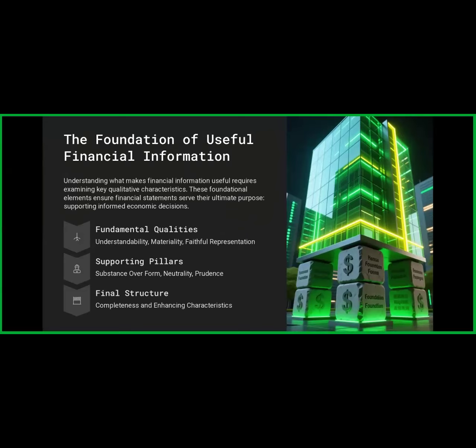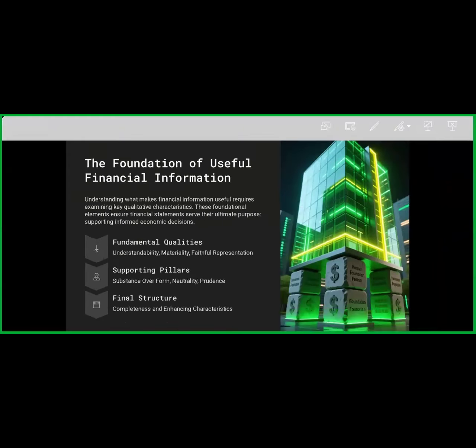Now we come to the final structure when we include understandability, materiality, faithful representation, utility, prudence, and all these qualities in the financial statements. Now we are near the final structure of the balance sheet, the income statement, the cash flows, or the statement of changes in equity. The final structure should have completeness in the final documents.